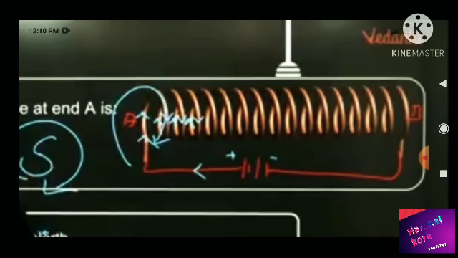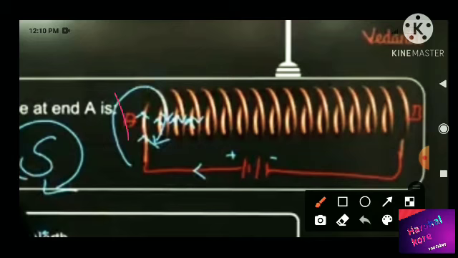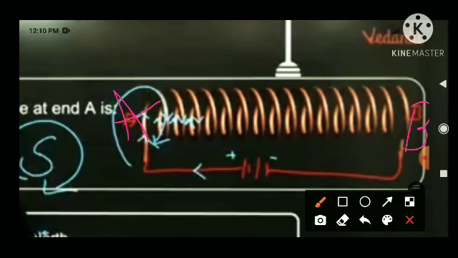If in an exam it asks to find the current direction, and A and B are given as the names of the solenoids, how can we find it? In A it is south, and we know that it looks like north to south, north to south.